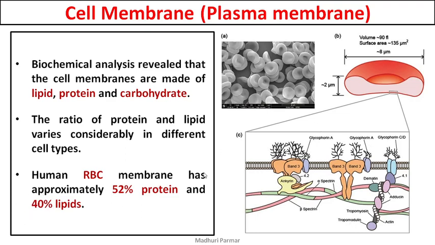Even from this diagram, if you just remember, not the names, but the photograph, then you will be able to understand that there is a lot of protein. Can you see how much protein there is? And compared to that, the lipids are very less, right? So for the RBC membrane, it is important to know that it has 52% protein and 40% lipids.